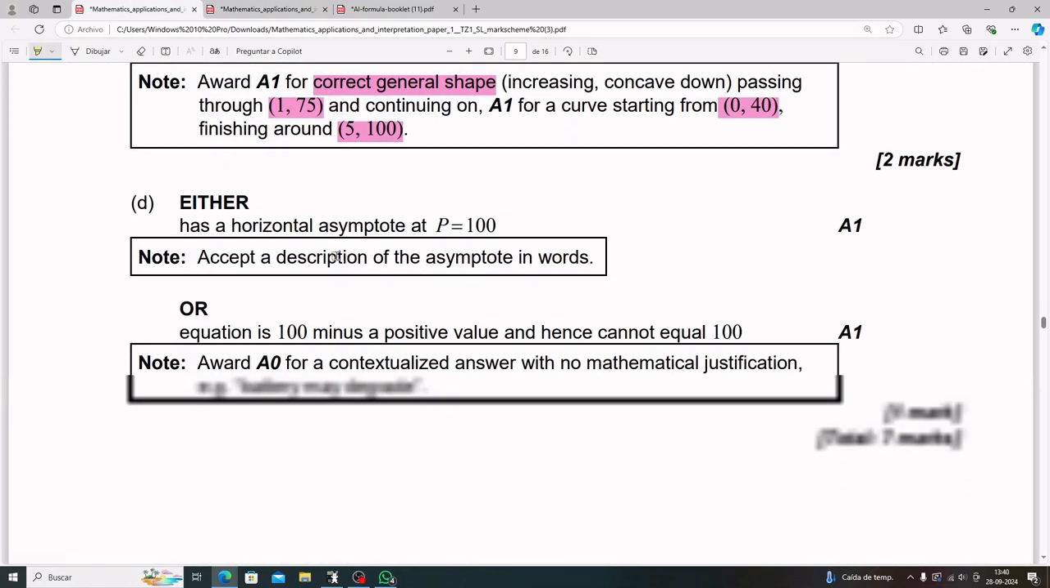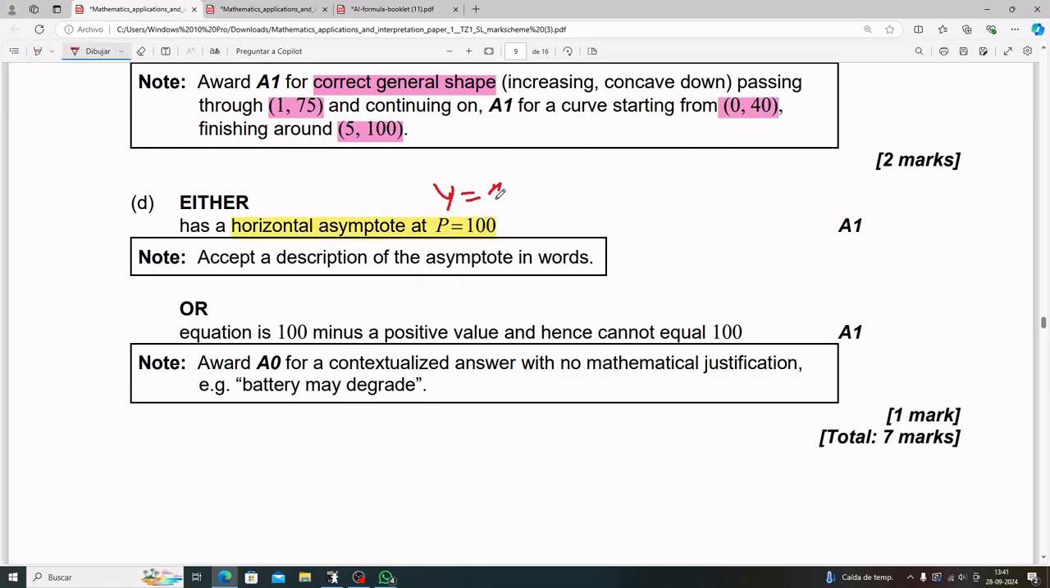And look at that. Over here, they tell you either you mention the horizontal asymptote at p equals 100, which is the same as y equals 100, ¿cierto? And you can describe it in words, ¿cierto? Or the equation literally has 100 minus a positive value, ¿cierto? And so it cannot equal 100.